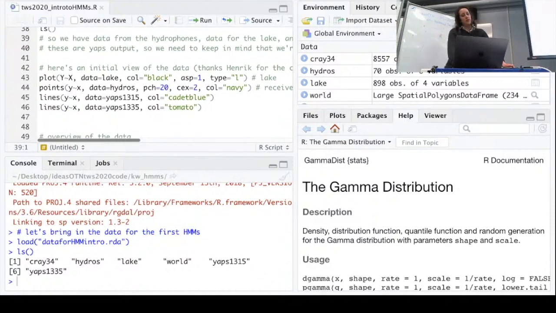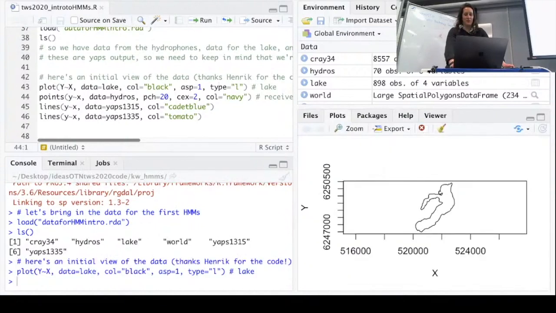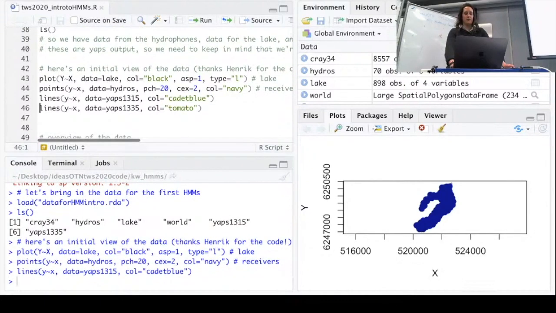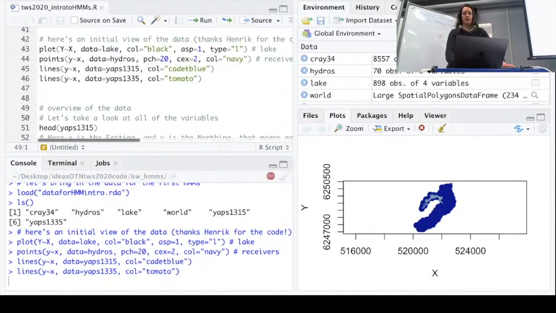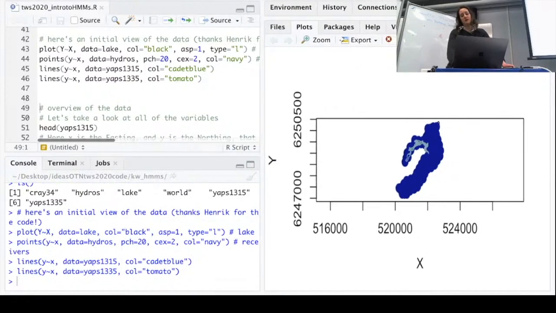Here's an initial view of the data, and thank you, Henrik, for giving me a little intro to the YAPS stuff. Here's the lake, with all of the receivers, and these are the different tracks that we're looking at. We have two pretty different tracks. One thing you'll notice is that we have a ton of receiver coverage throughout this lake.